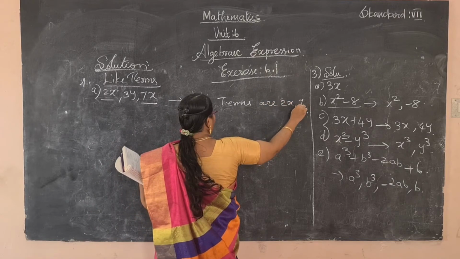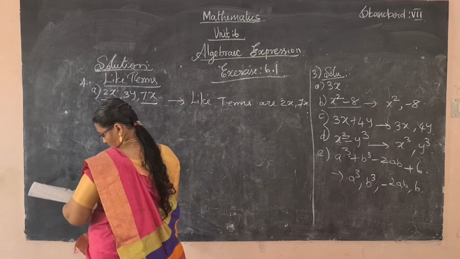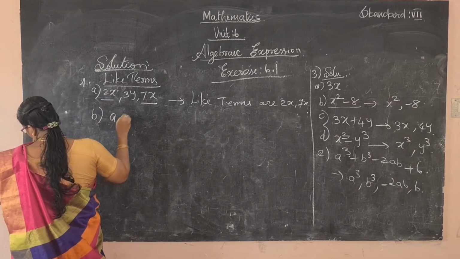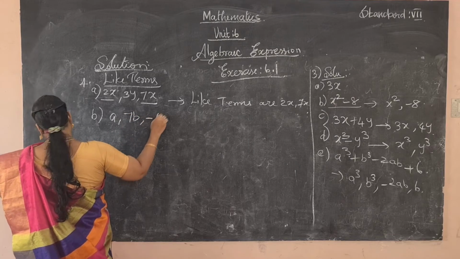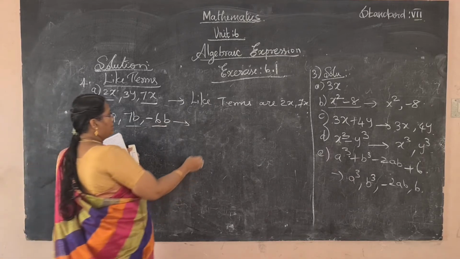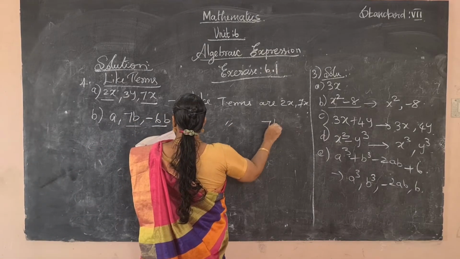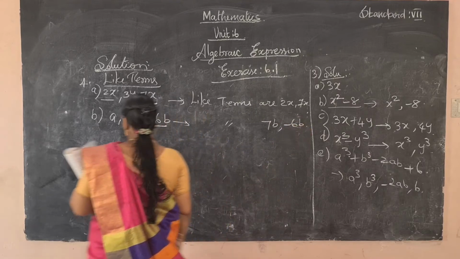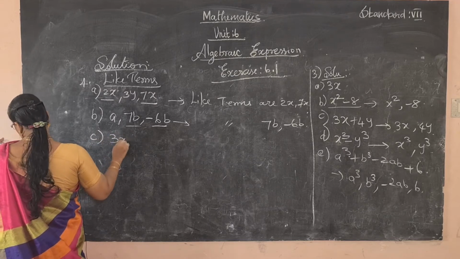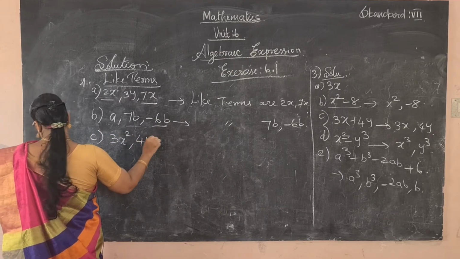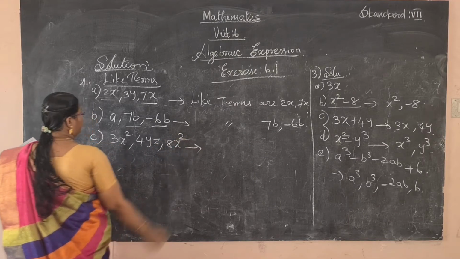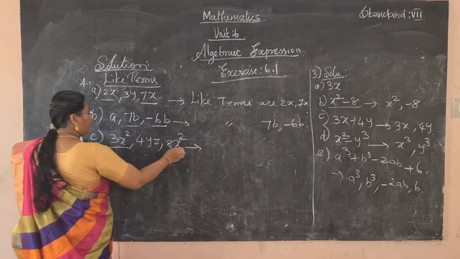2x, 7x. Okay, pick out only those. And next B: 7b, minus 6b is given. So these are the like terms: 7b and minus 6b. And next C: 3x squared, minus 4yz, 8x squared. So these two, 3x squared and 8x squared, are the like terms.